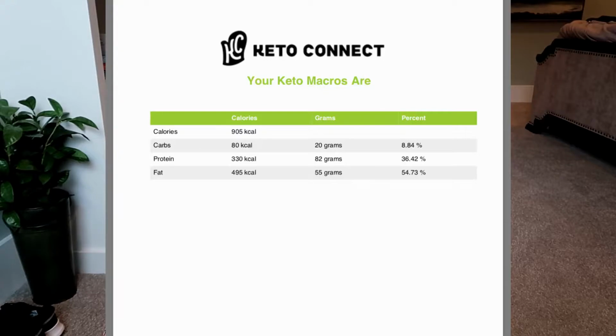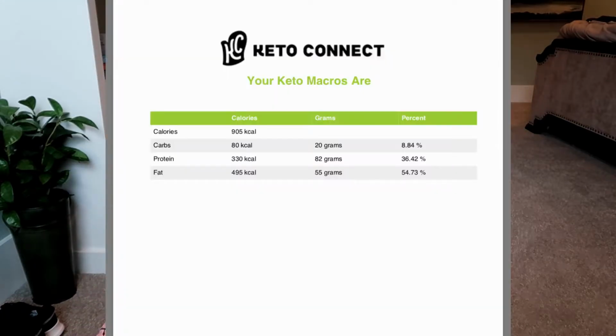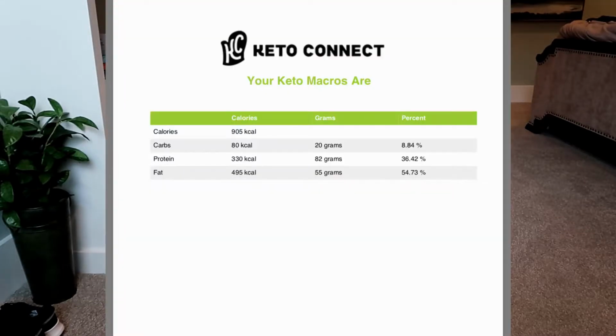So according to the Keto Connect and all the manipulations that I made, I should have 905 calories. Now we discussed 905 to like 1,100 is really the range. Carbohydrates, 80 calories worth of carbs a day with just 20 grams. So that would be 8.84%, that percentage of what I eat. Now remember, we talked about the thing that really, really matters that we're really going to focus on for weight loss surgery, bariatric keto, is protein. So my protein says 330 calories or 82 grams of protein. And that's 36% for me. So 36% of what I'm eating is going to be 82 grams worth of protein.